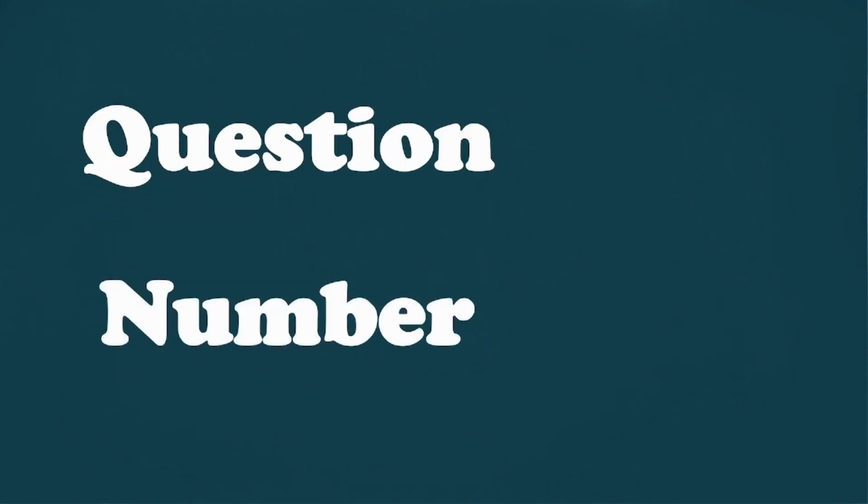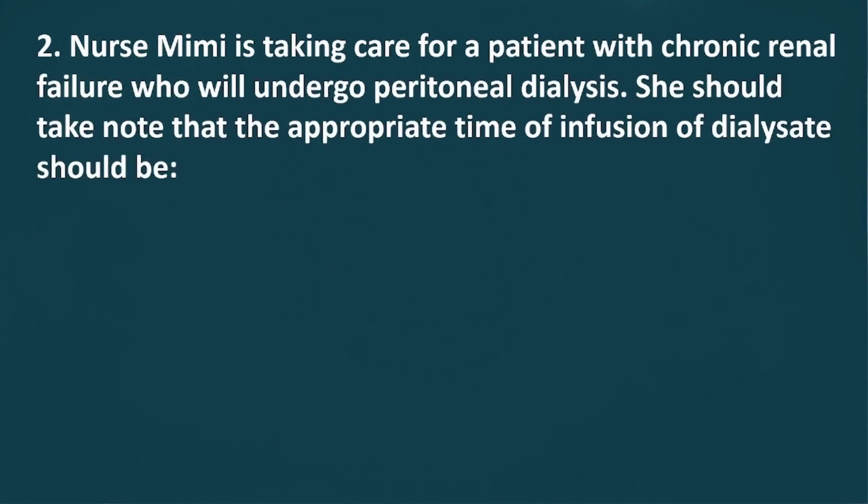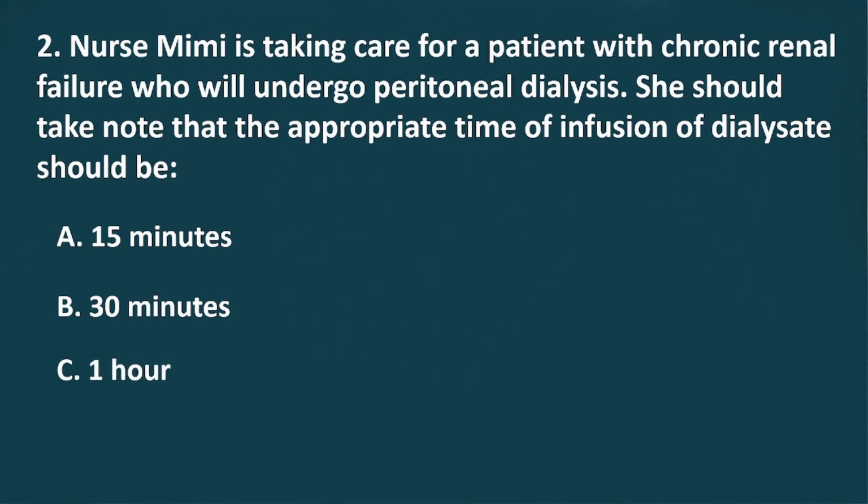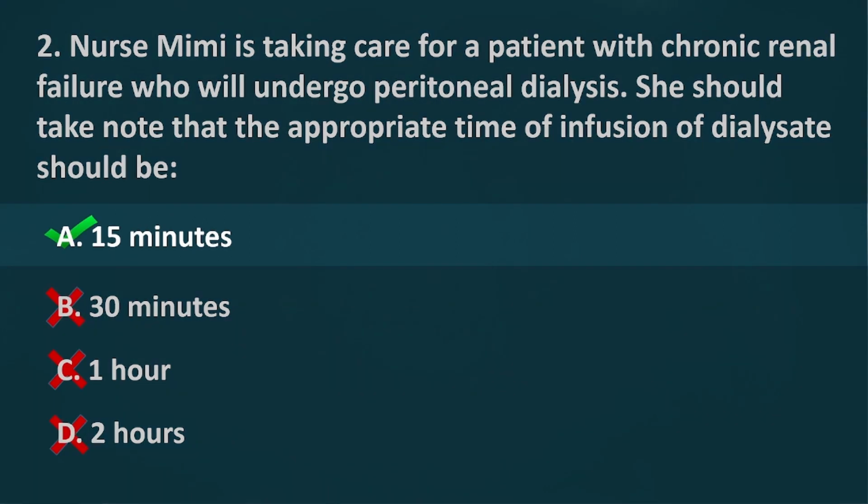Question number 2. Nurse Mimi is taking care of a patient with chronic renal failure who will undergo peritoneal dialysis. She should take note that the appropriate time of infusion of dialysate should be A. 15 minutes, B. 30 minutes, C. 1 hour, D. 2 hours. The correct answer is letter A, 15 minutes.